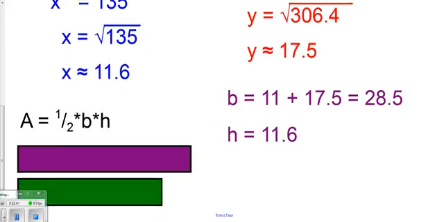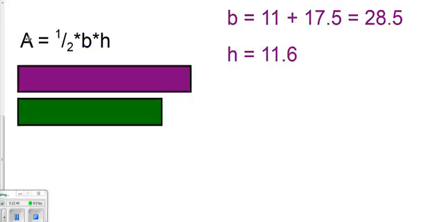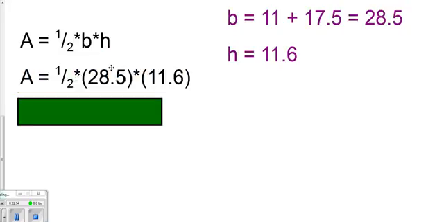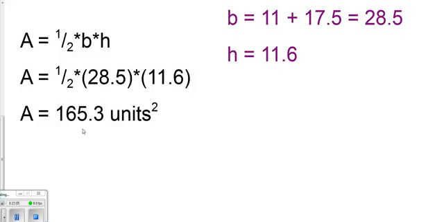So, using our formula for area of a triangle, it's 1/2 times base times height. When we plug in the pieces we know, 1/2 times the base, which is 28.5, times the height, which is 11.6. Plug that all into your calculator, and in the end we'll get that the area of this triangle is 165.3 units squared. We're not sure if this is inches or yards or what, but whatever units it is, it's squared units. And that would be your final answer to solve for the area of that triangle.